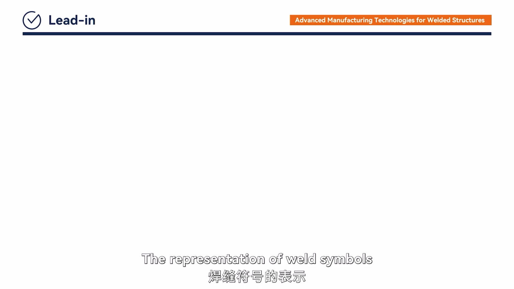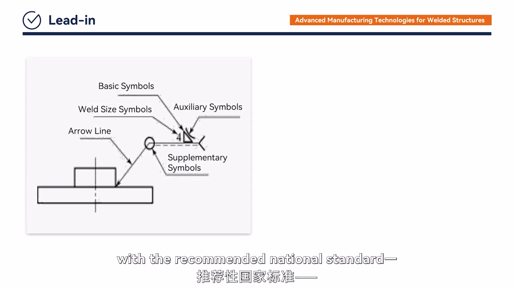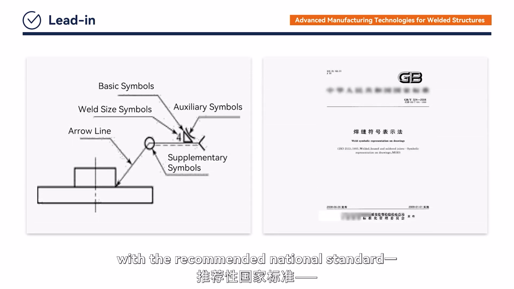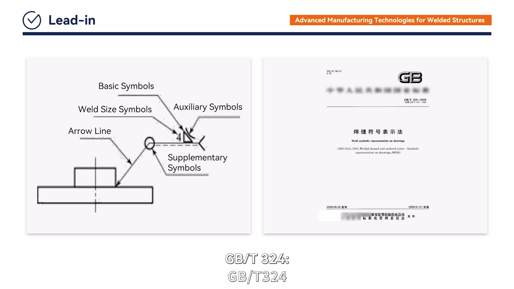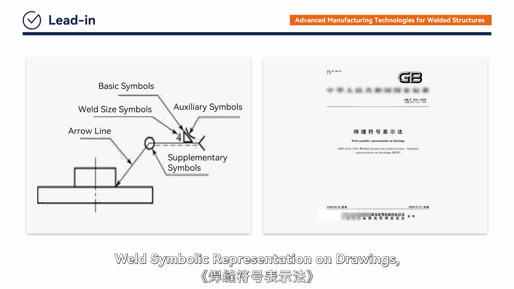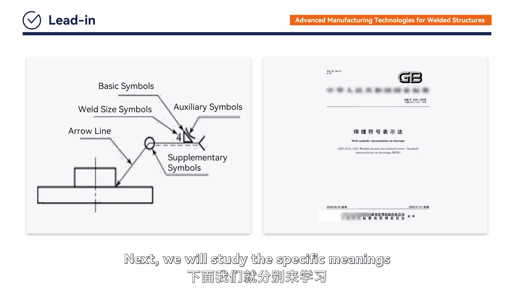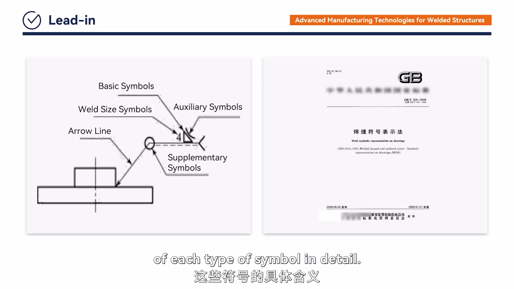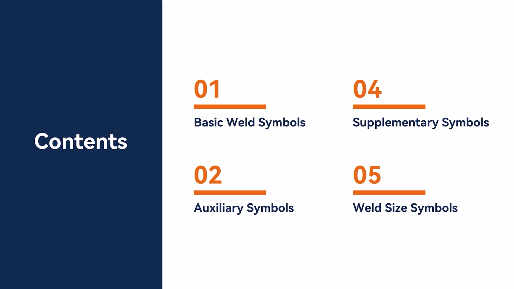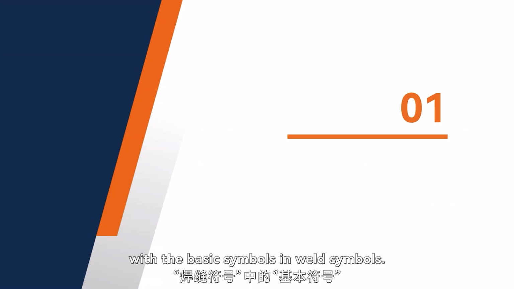The representation of weld symbols must comply with the recommended national standard, GB/T324, weld symbolic representation on drawings, which includes basic symbols, supplementary symbols, and weld dimension symbols. Next, we will study the specific meanings of each type of symbol in detail. Let's begin with the basic symbols in weld symbols.